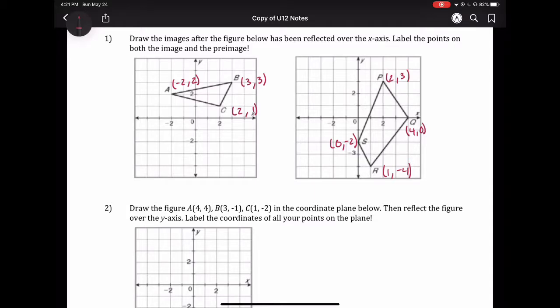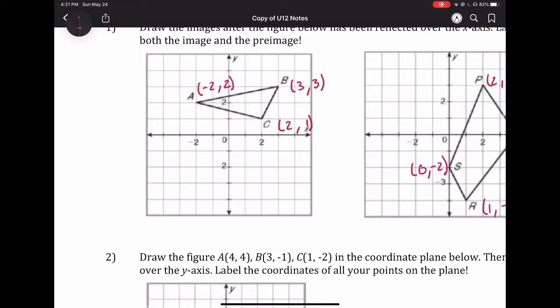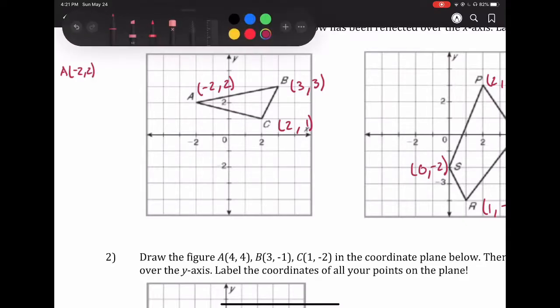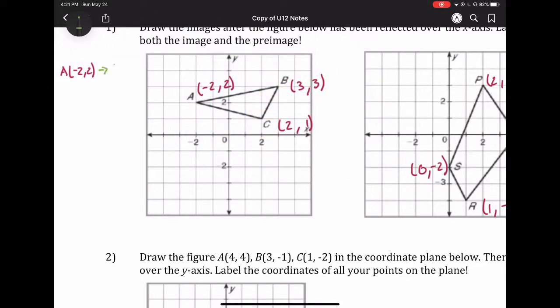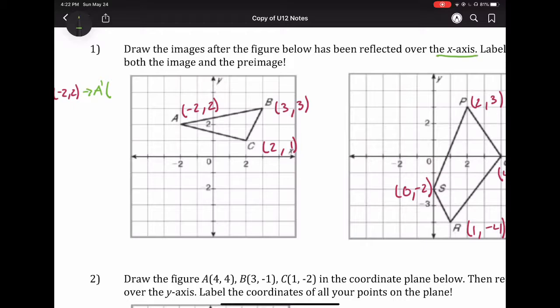We have a triangle ABC, and I want to change my coordinate points so that I can draw my new image. So I'm going to start on the side over here. I have A at (negative 2, 2), and A is flipping over the x-axis, so we're making the change from A to the new A. Because we're going over the x-axis, that means that what we're doing is we are keeping x and we're taking a negative y.